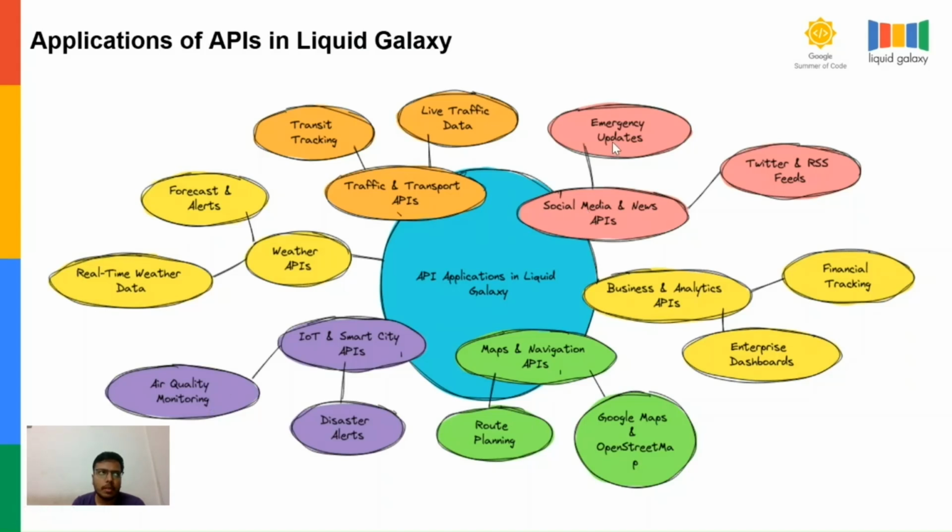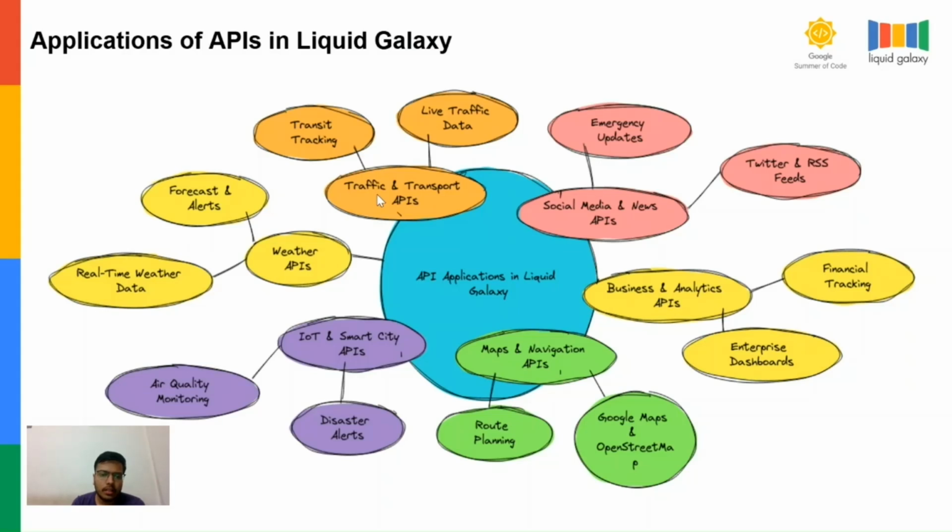Social media APIs help us to get emergency updates about something that has appeared, which is related to a project. Twitter and RSS feeds also do the same thing. Something that comes in needs to be displayed via some overlays in Liquid Galaxy. Below that, the overlays are generally shared over balloons, so this data can be displayed there as well.